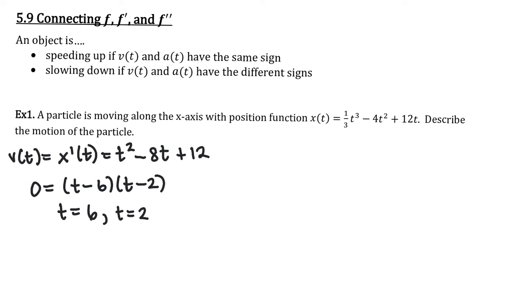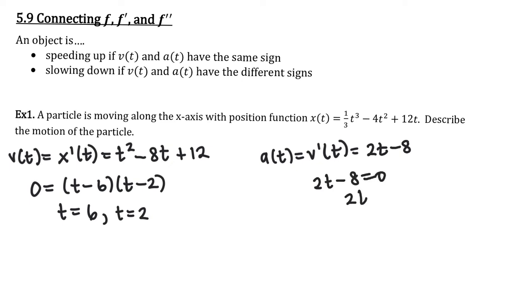Okay, now let's also consider the acceleration function. If I want the acceleration, that's a derivative of the velocity function, and I just found the velocity function over here. Okay, so let's take the derivative of this. Okay, let's set this equal to 0. Okay, so t equals 4 is also an important number. Okay, t equals 4 is my potential point of inflection. Concavity is changing, the acceleration is changing.